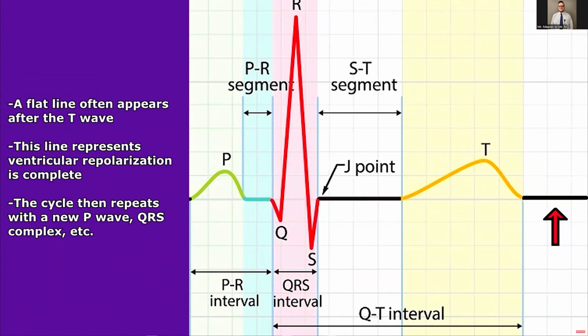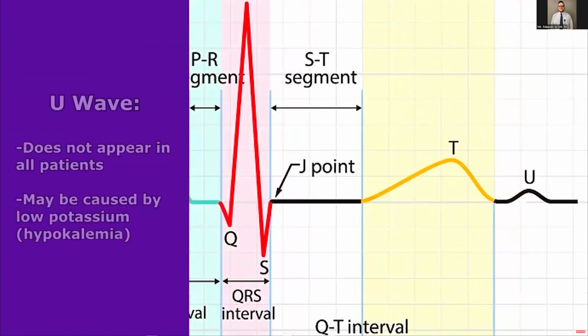Then the cycle starts immediately again, where you get a new P wave, QRS complex, and T wave, and it just keeps going on. Now, sometimes after the T wave, you may see a U wave. It's not the case in a lot of patients, but in some patients it may be happening because the patient's potassium level is low, like in hypokalemia.